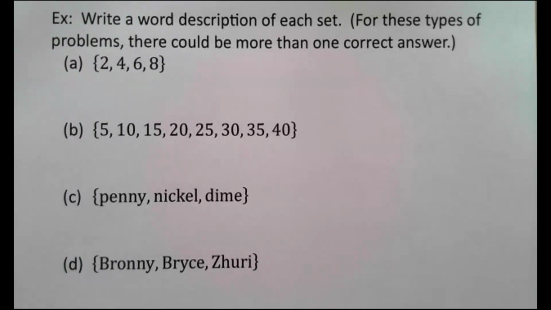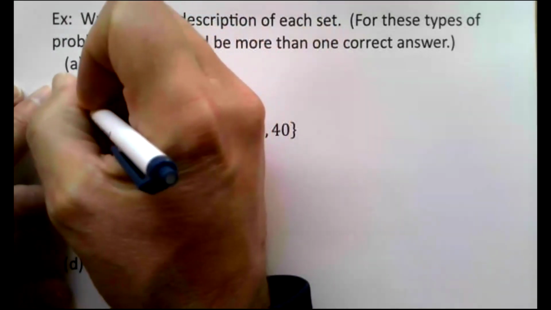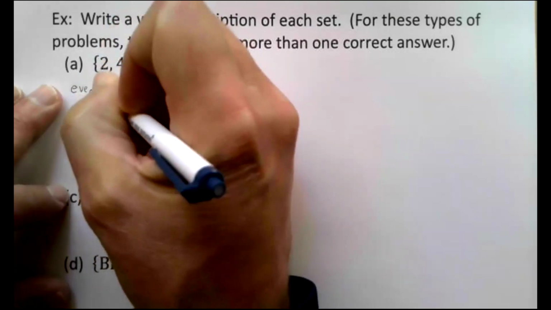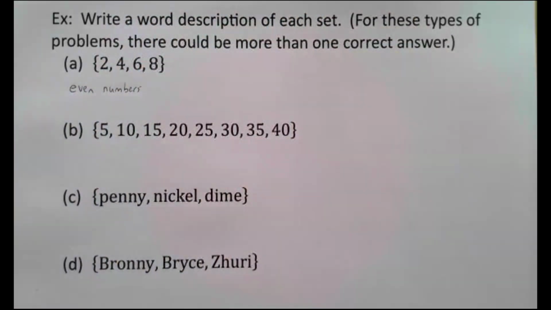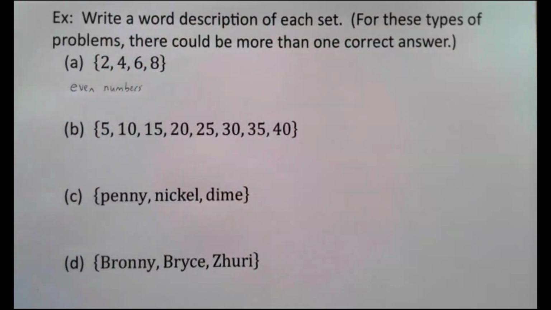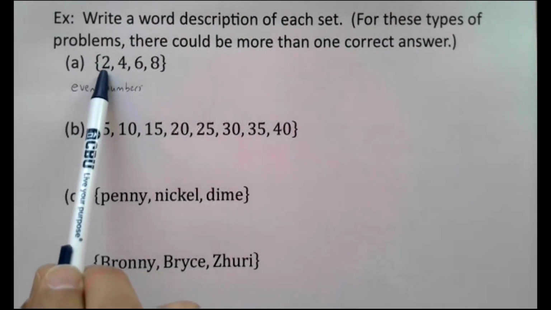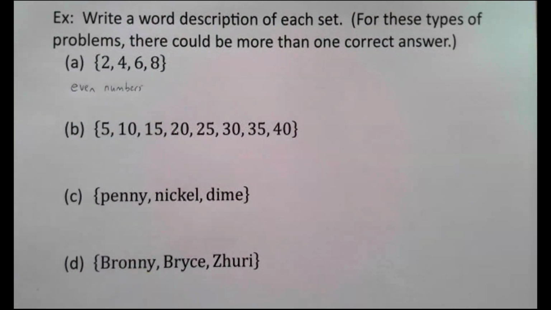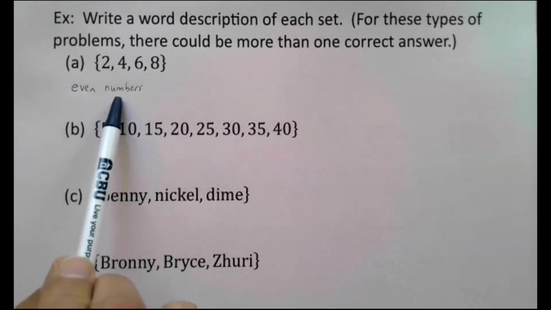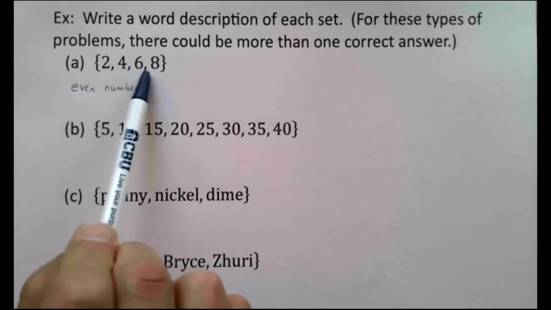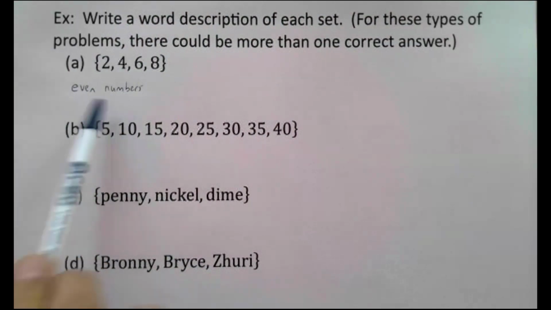Now, first of all, some people might just say, well, I think those are even numbers, and they just write that down as their answer, even numbers. Well, I agree those are even numbers, but if I asked you to write out the even numbers, you would write out a lot more numbers than just those. You would write out 2, 4, 6, 8, probably 10, 12, 14, 16. If you just try to describe a set by saying even numbers, it's way more than just this. So that's not a good word description. That's not a very precise word description.